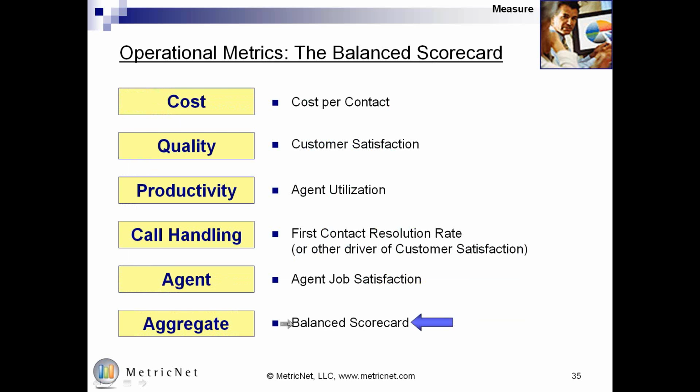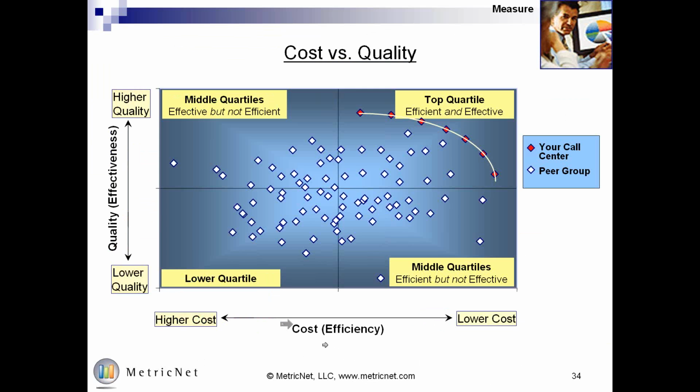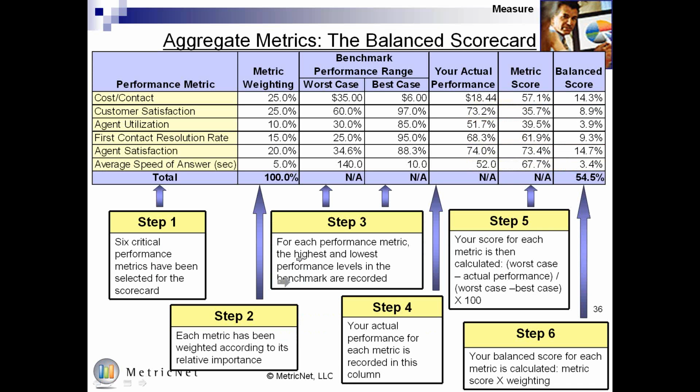Now, I want to go into more detail on the balanced scorecard because we found that this is an exceptional tool for helping organizations understand their overall performance and to benchmark their overall performance. If you think about it, there are a lot of moving parts in any given call center. Even if we boil it down to the KPIs that I've shown here on page 35, you've got cost, customer satisfaction, a productivity metric like agent utilization, your first contact resolution rate, your agent job satisfaction, and oftentimes these metrics are moving in different directions.